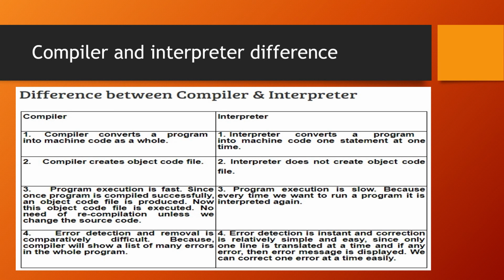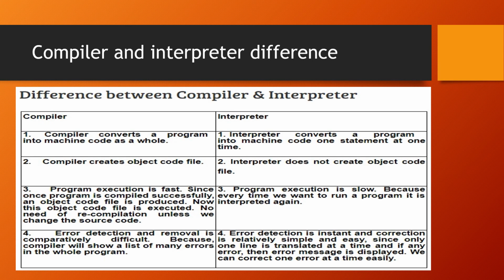Third one, program execution is faster in the case of compiler, since once a program is compiled successfully, an object code file is produced. Now this object code file is executed and there is no need of recompilation unless we change the source code. It means once the program is compiled, it can easily be executed and generate the output until a user changes the source code. While in case of interpreter, program execution is slower because every time we want to run a program, it is interpreted again.